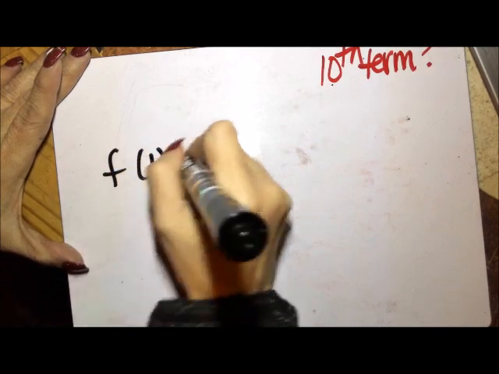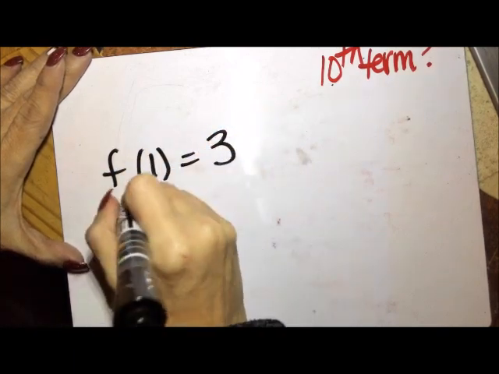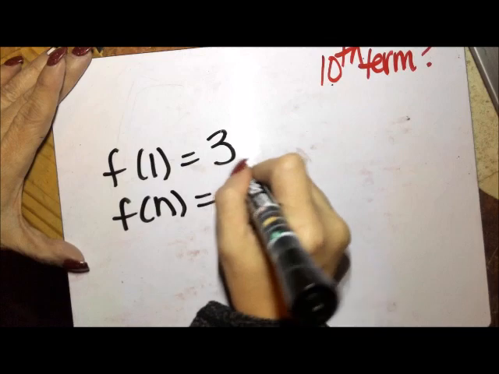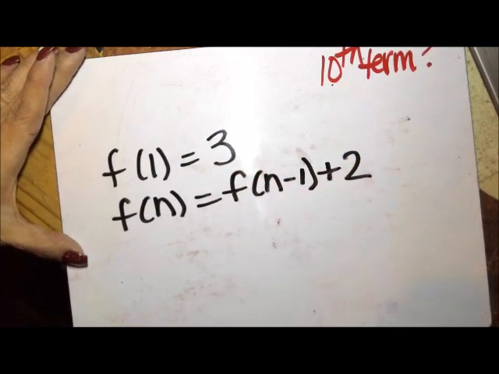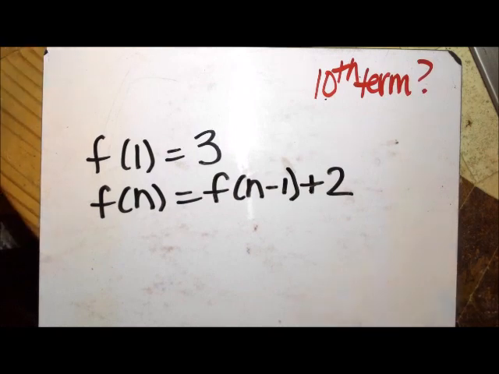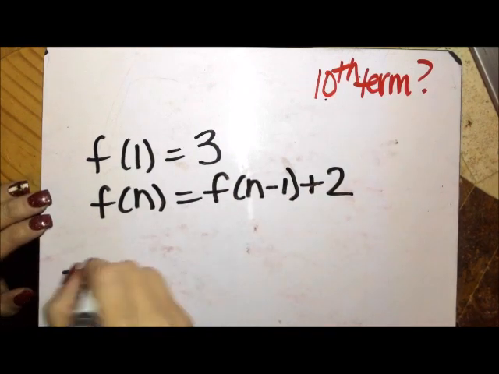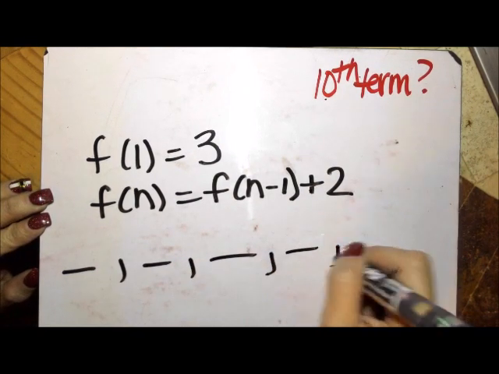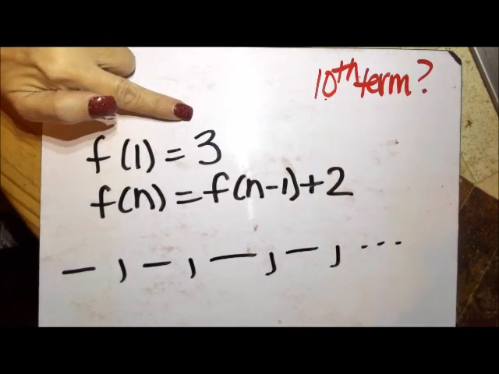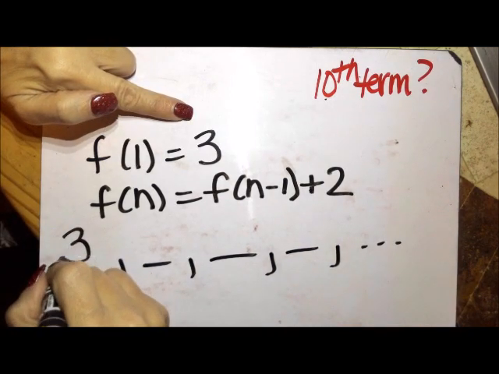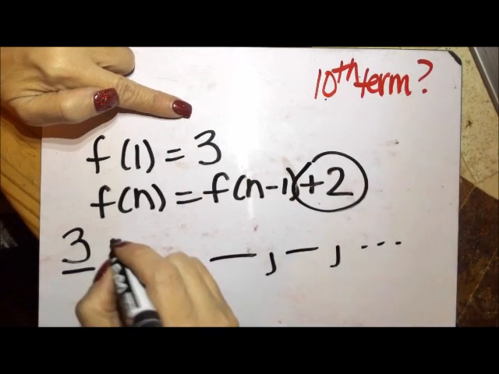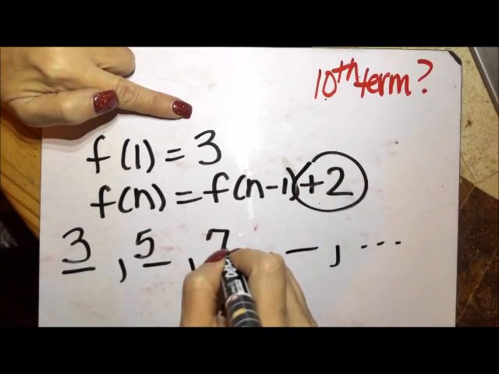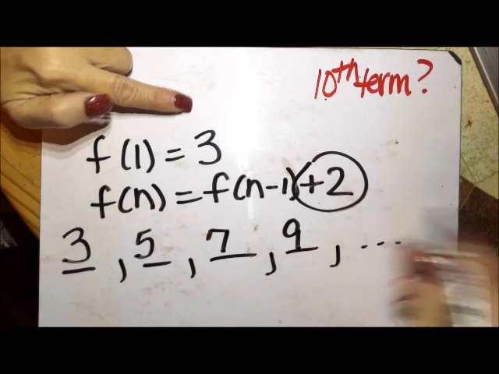If I tell you that f of 1 is 3, and f of n equals f of n minus 1 plus 2, and I want to know the 10th term, what do I know? If I'm asking for terms, I'm going to write out my blanks. My first term is 3. How do I find the next term? I add 2. 5, 7, 9, and so on.